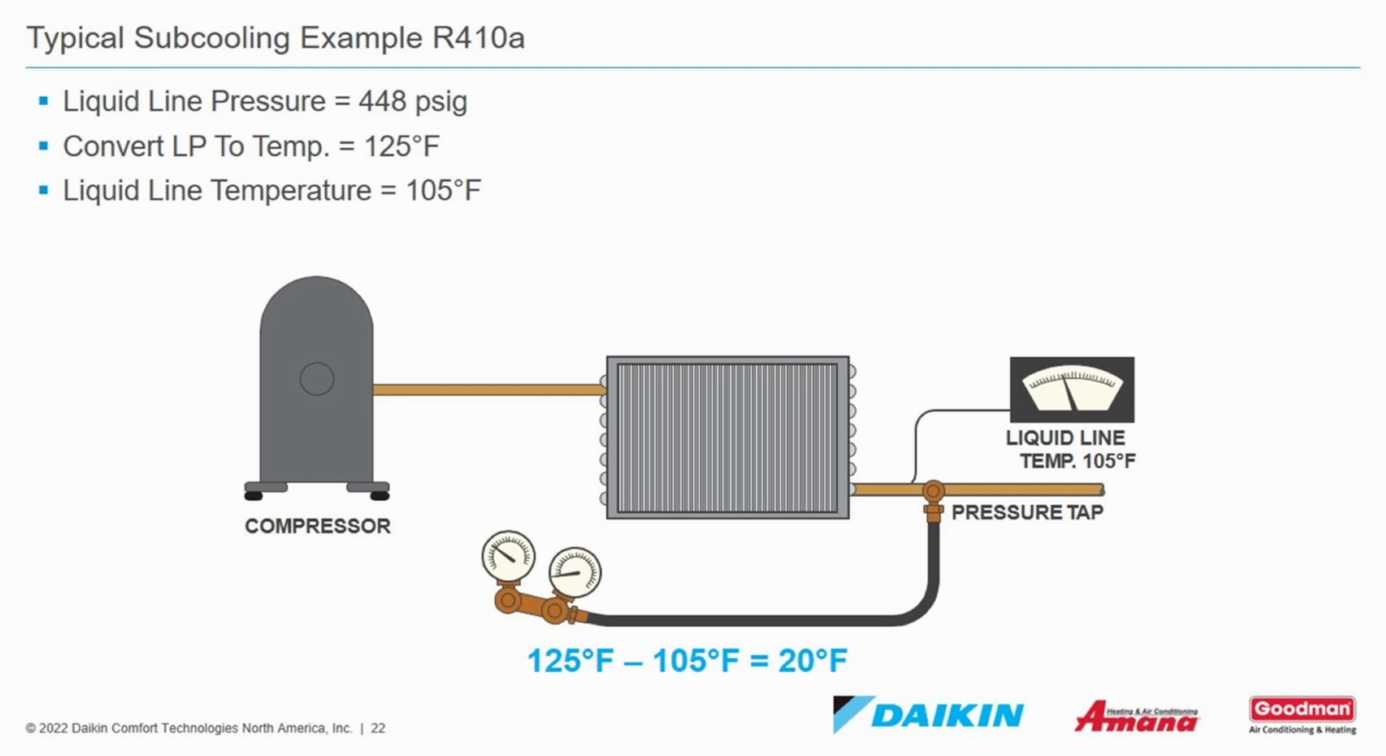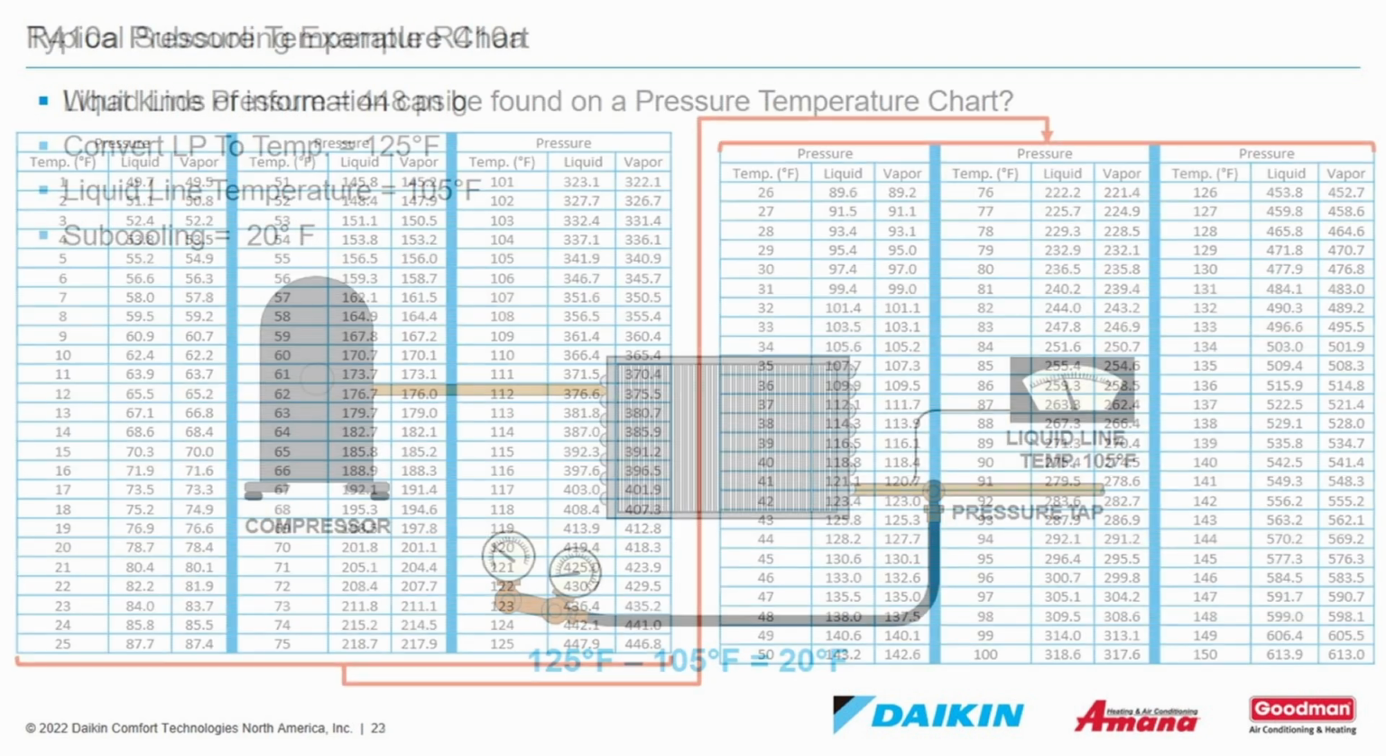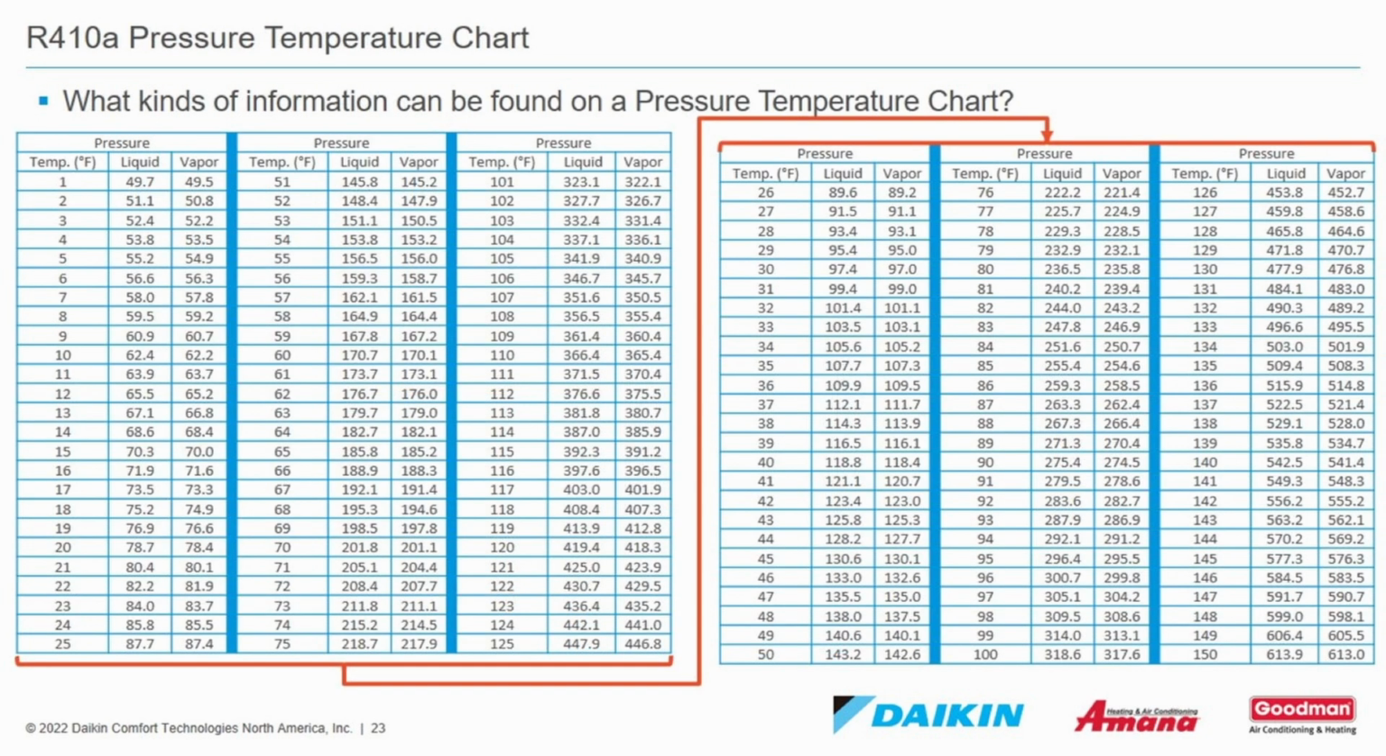That temperature reads 105 degrees Fahrenheit. We subtract the liquid line temperature from the converted PT chart temperature of 125 degrees, which would give us 20 degrees of subcooling. Here is an example of a 410A pressure-temperature chart.